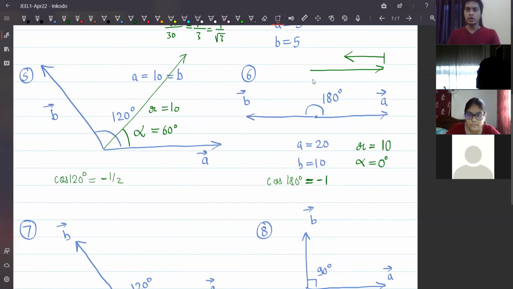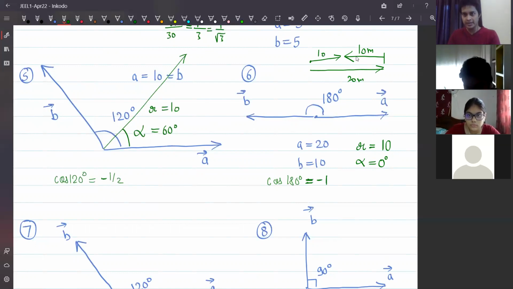So you're moving forward by 20 meters and coming back by 10 meters. That means your motion has been only from the initial tail to the final head. They should be over this, but I'm drawing it separately just to make it clear. This is your resultant R, and the angle between the resultant and the original is 0 degrees because they are overlapping each other. Even if you calculate by formula, you'll get the same thing.